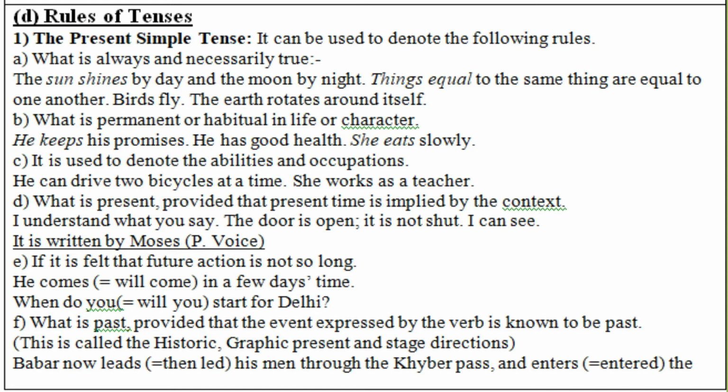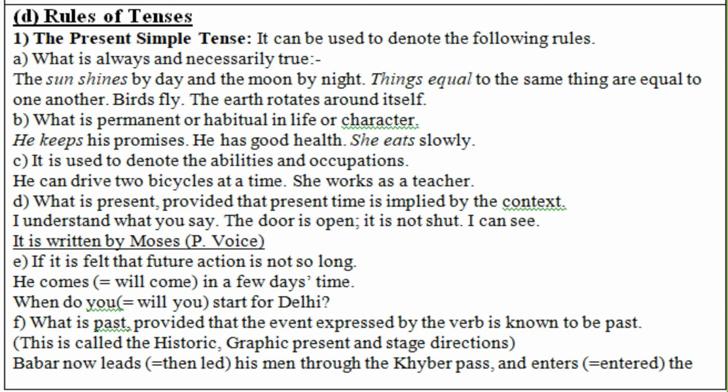Rule number 2, what is permanent or habitual in life or character? Permanent habitual actions are said in present simple tense. Examples, he keeps his promises. It is his permanent habitual action.